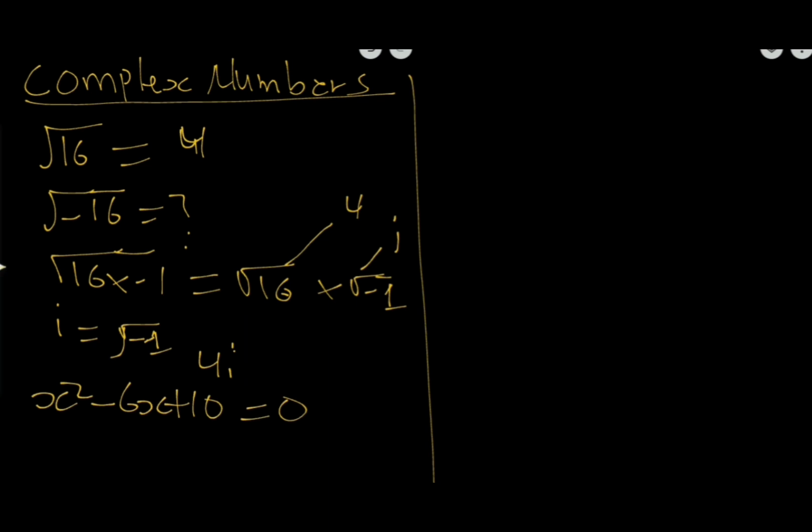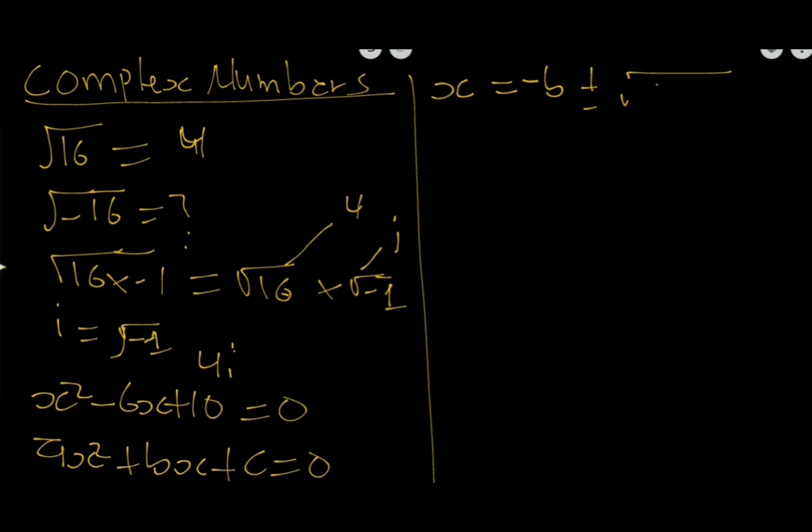Before we look at the quadratic formula, let's look at the general form of a quadratic function. The general or standard form of a quadratic function is given as ax squared plus bx plus c equals 0. And the quadratic formula is given as x equals minus b plus or minus root of b squared minus 4ac, all over 2a.